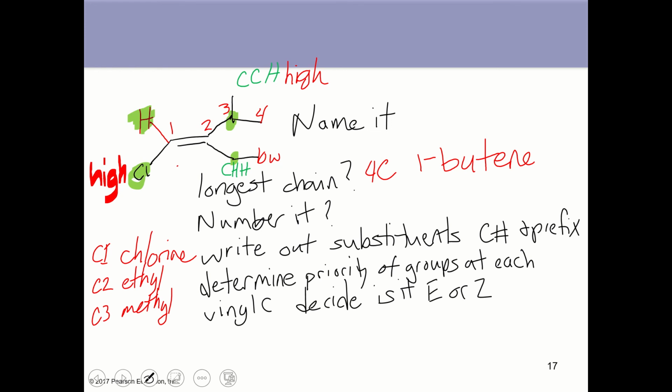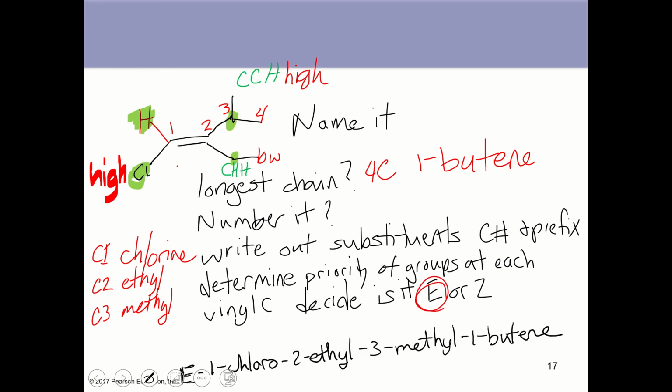So on one side, the high priority group is on the bottom, and on the other side, the high priority group is on the top. That means that this molecule has a configuration of E. Let's just circle it. So we are in E configuration. And then we can name it. E-1-chloro-2-ethyl-3-methyl-1-butene.